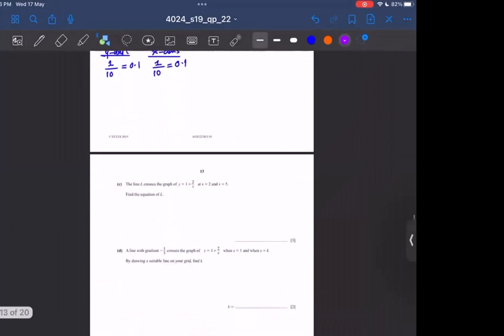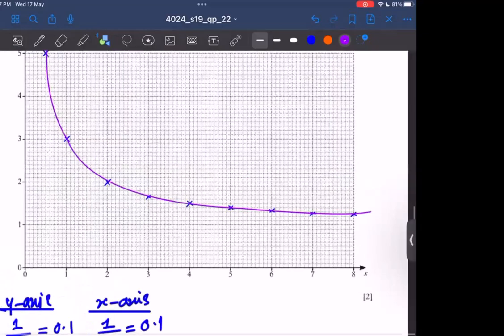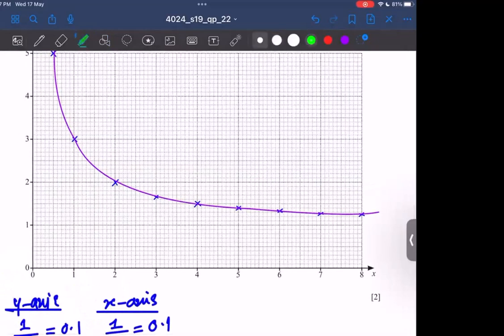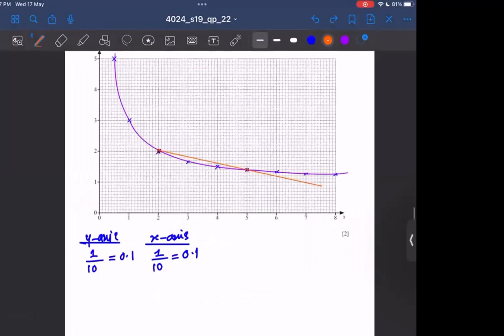Now they are saying the line L crosses the graph y equals to 1 plus 2 upon x, at x equal to 2 and x equal to 5. Find the equation of this line L. X equal to 2 and x equal to 5. The line is passing through these two points of intersection. So we're going to make a line. They're not asking us to make a line. I'm just making a line to let you know that we need to find out the equation of this line.